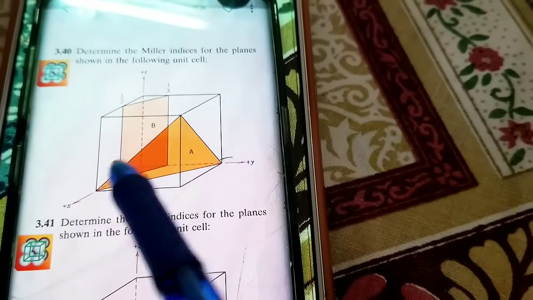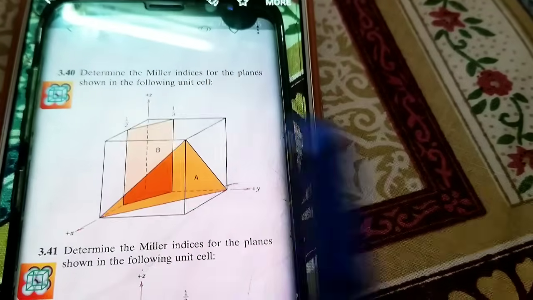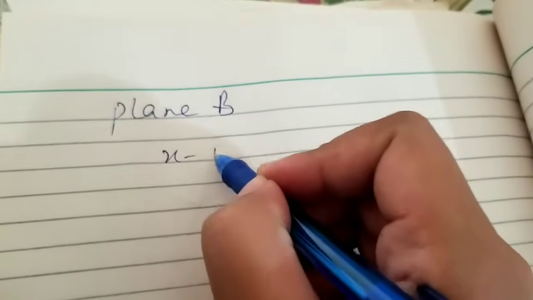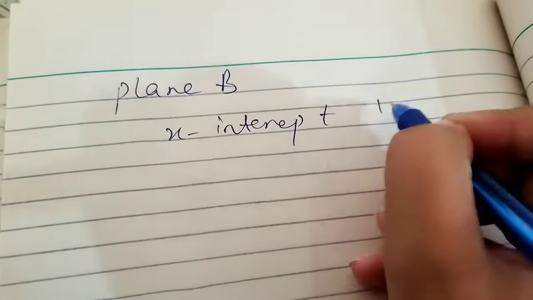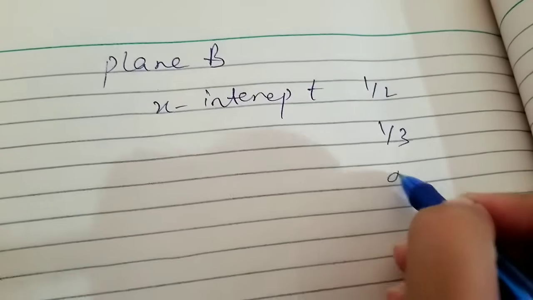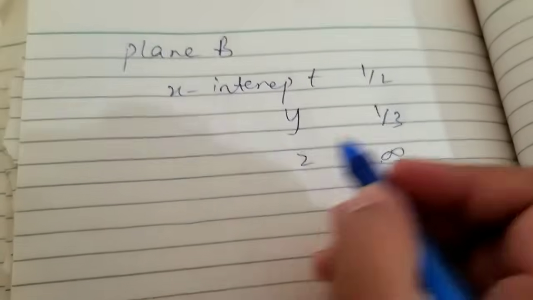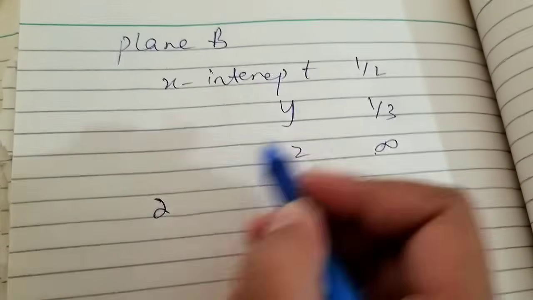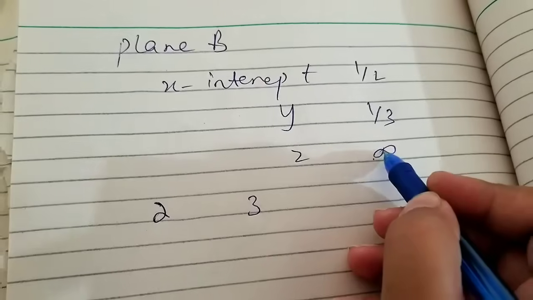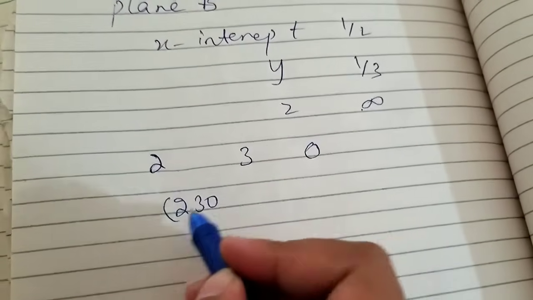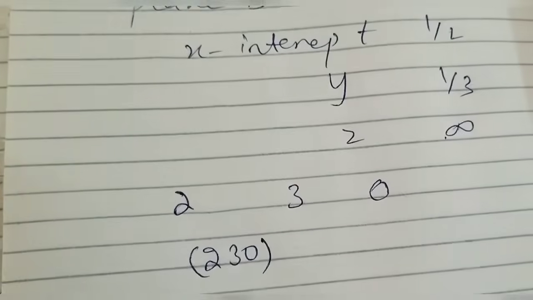So the x-intercept we found here is half, the y-intercept is 1/3, and the z-intercept is infinite for plane B. And we'll take the reciprocal now: the reciprocal of half is 2, the reciprocal of 1/3 is 3, and the reciprocal of infinite is 0. So the Miller indices for plane B in this case will be 2, 3, 0. So these were simple ones.